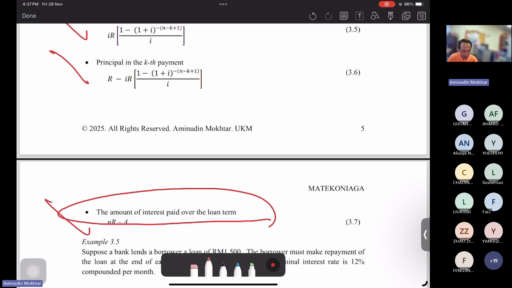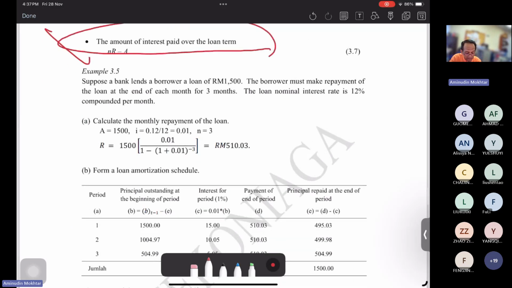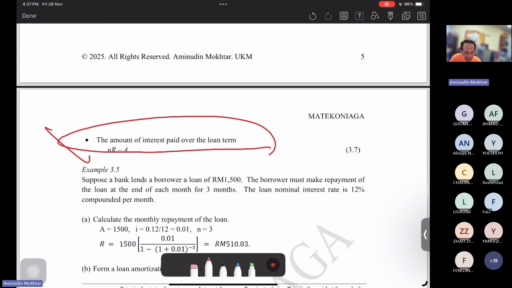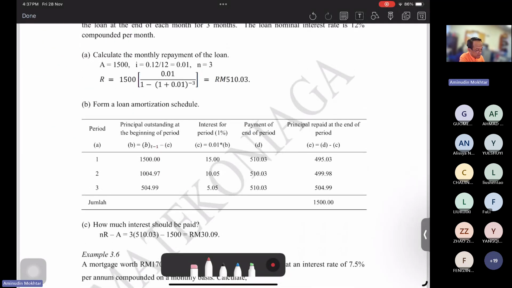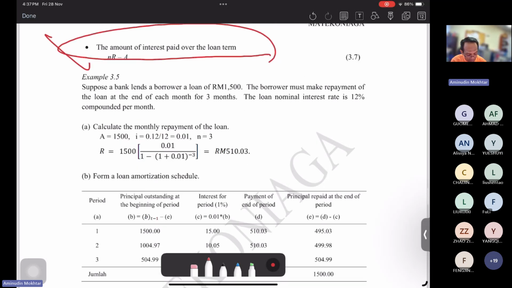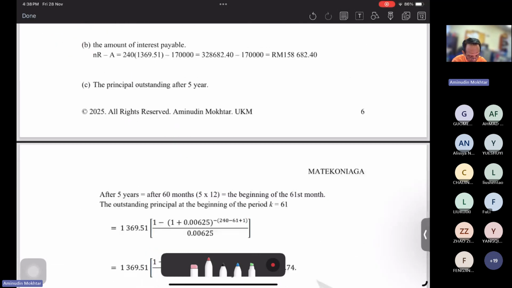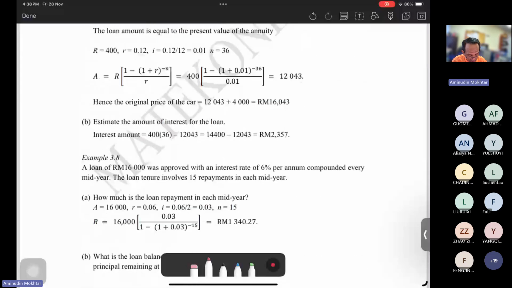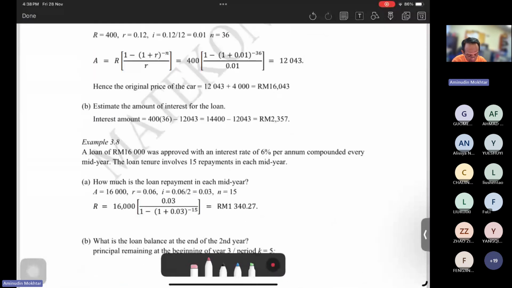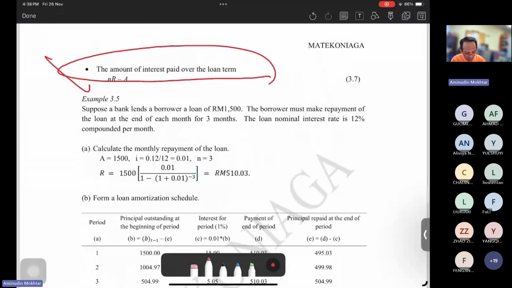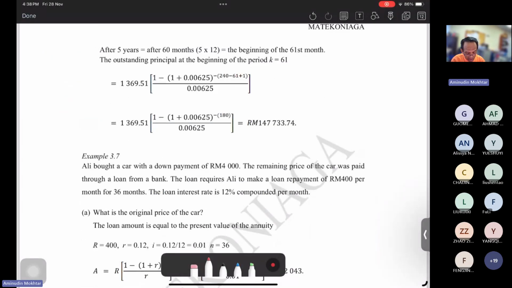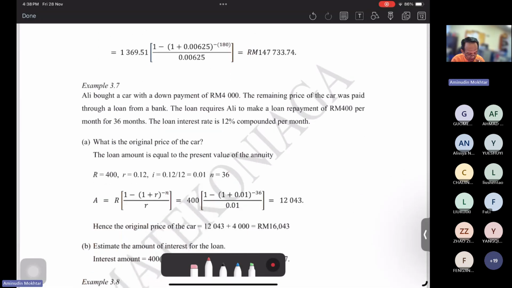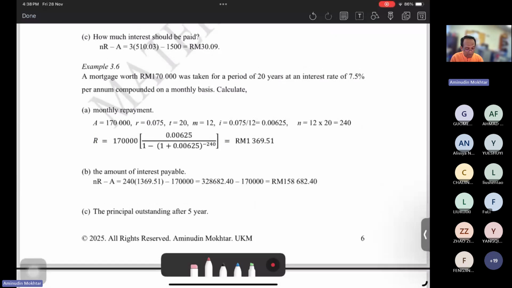I will explain to you how the bank decides to apply this formula. For example, there are a few examples here: Example 3.5, 3.6, 3.7, and 3.8. But for today, I will focus on example 3.5 and example 3.7.